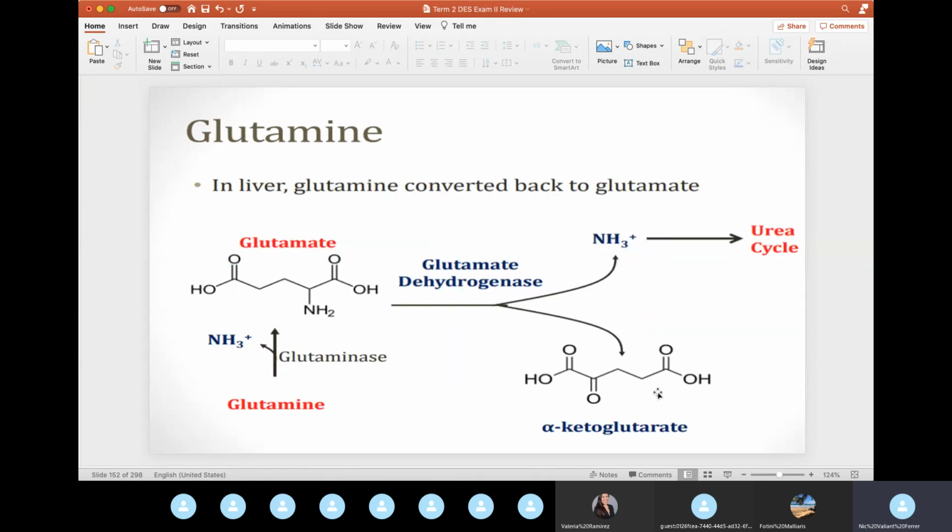The glutamine goes to the liver. From the liver, the glutamine donates the NH3 to glutamate. It is converted back to glutamate via the enzyme glutaminase. And then the glutamate is cleaved by glutamate dehydrogenase. It removes the ammonia to go to the urea cycle. What's left is alpha ketoglutarate. Okay, that's glutamine synthesis.